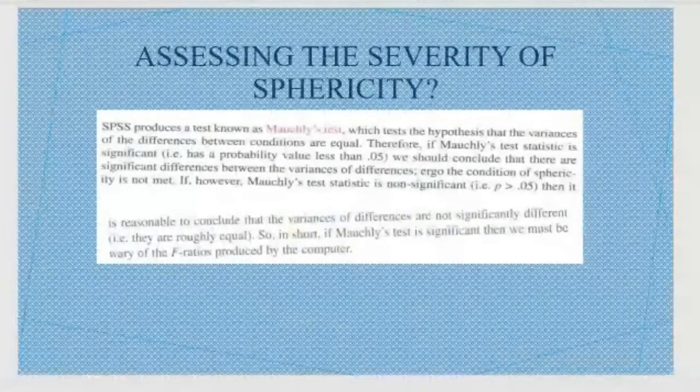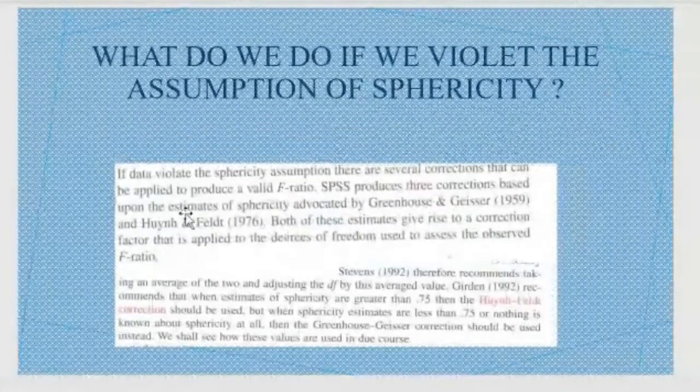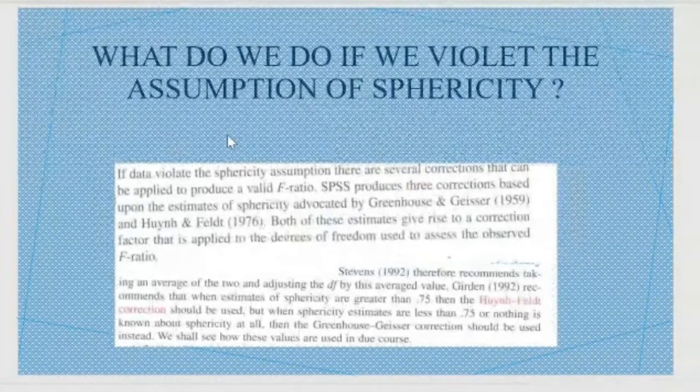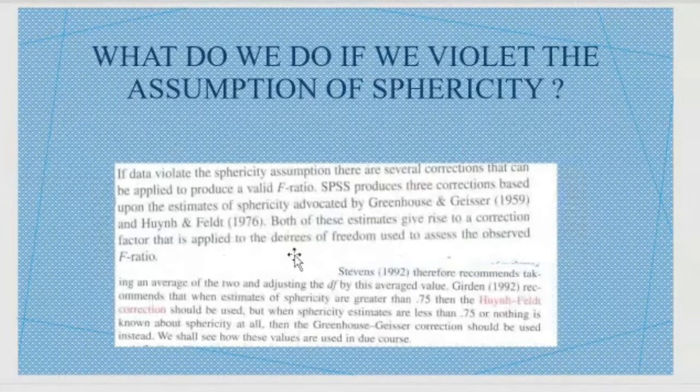So now suppose I find that my test violates the assumption of sphericity, then what will I do? There are two corrections. You can see I have written here Greenhouse-Geisser and Huynh-Feldt. We can use these two corrections to find the value of the F test. Now, when are we going to use which one? When will we use Greenhouse and when will we use Huynh-Feldt?